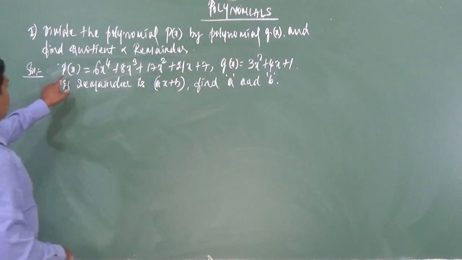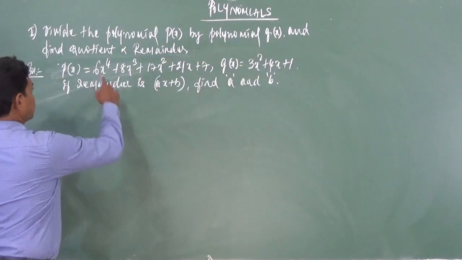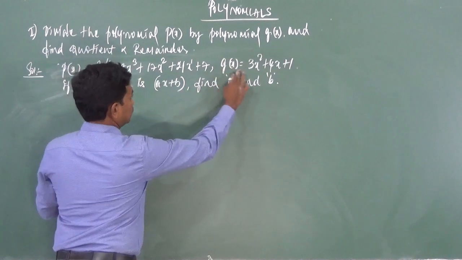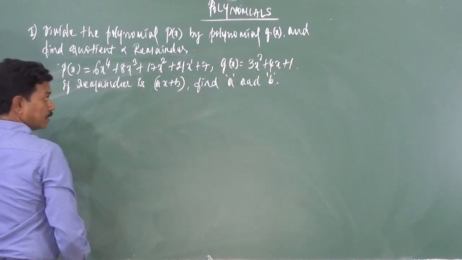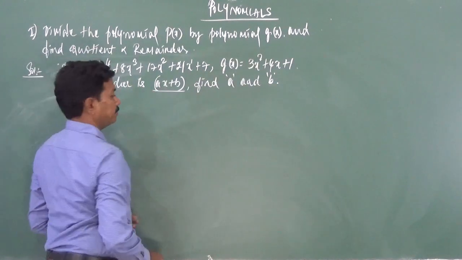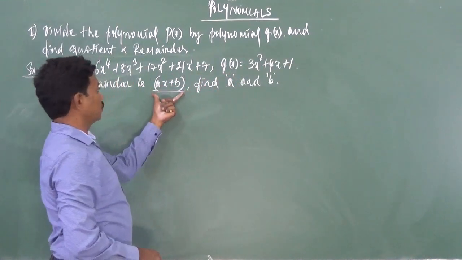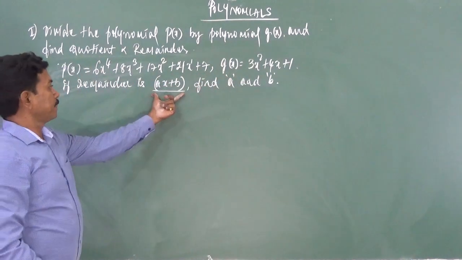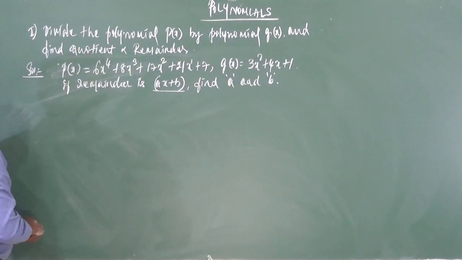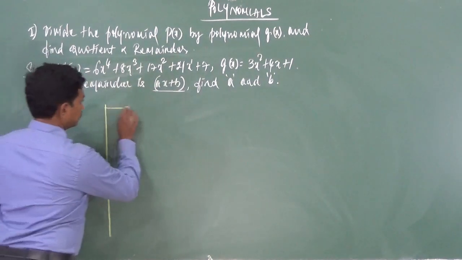A polynomial is given to you, that is p of x. It has all the terms inside it. You can see x to the power 4, x cube, x square, x to the power 1, and constant. All the terms are there. And g of x is a trinomial, 3x square plus 4x plus 1. If the remainder is in the form of ax plus b when you divide this polynomial by this polynomial, then find a and b. That's the very important question here. Let's go with the division process. It will be easy.